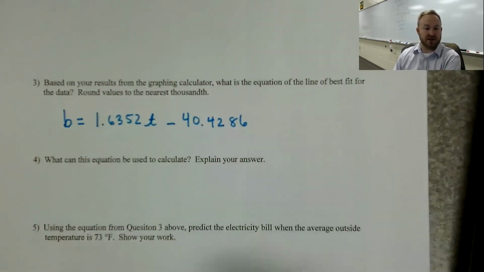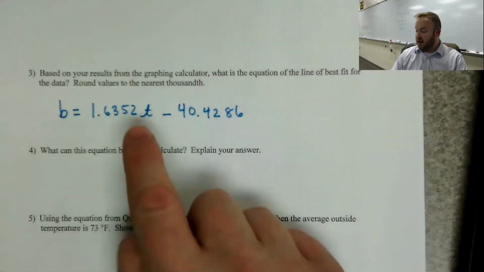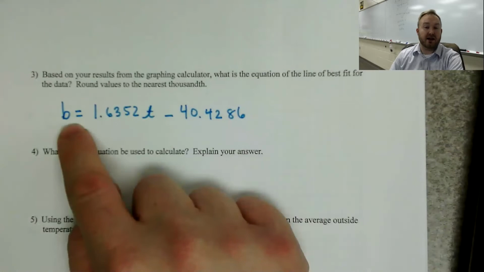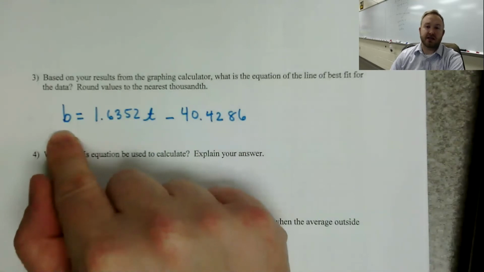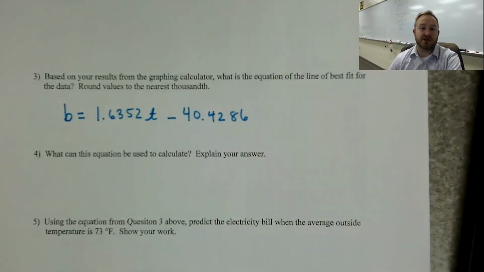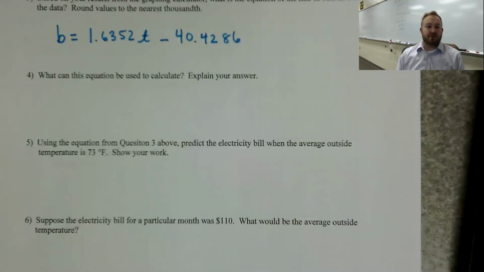Number 3, we've done this already. What can this equation be used to calculate? Well, if you know the temperature outside, we can calculate what the electric bill will be. We can go the other way as well. If I tell you what the electric bill is, you can use that to predict what the temperature is outside. Number 5, using the equation for number 3, predict the electricity bill when the average outside temperature is 73.